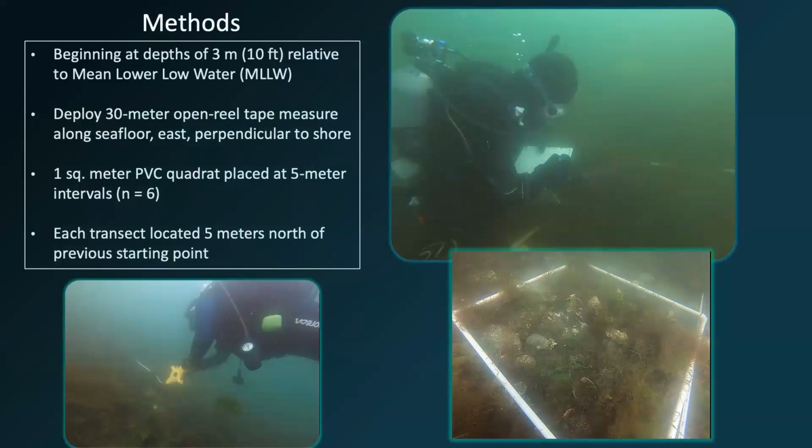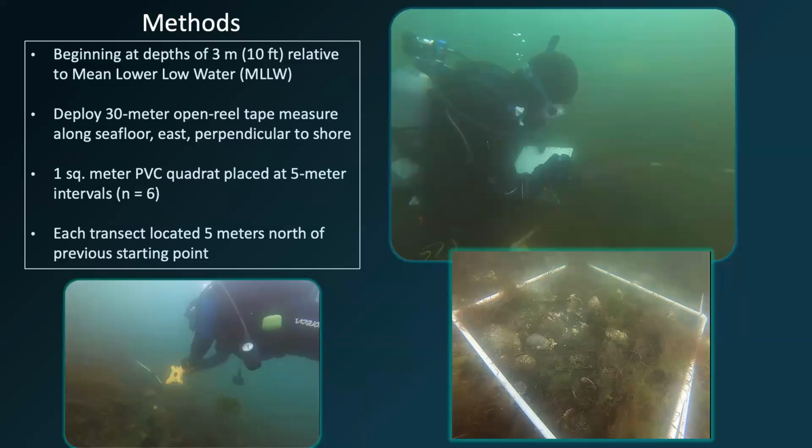We began at depths of 3 meters relative to mean lower low water. So we made tidal corrections to make sure that we were consistent across the surveys. One of my dive buddies, that you see on the bottom left, deployed a 30-meter open reel transect along the seafloor, perpendicular to the shoreline and moving directly east as best we could, because the shoreline orientation made that easy. Myself, I followed along with the 1 square meter PVC quadrat and placed it at 5-meter intervals for, again, 6 quadrat placements per transect.